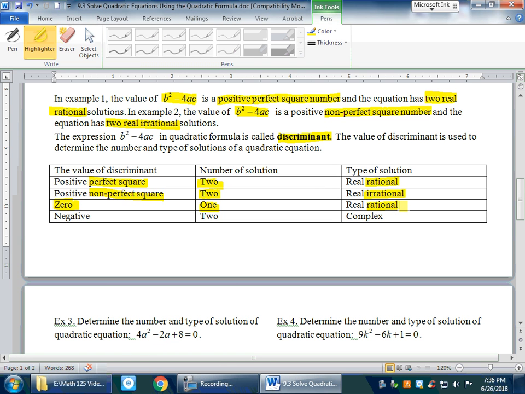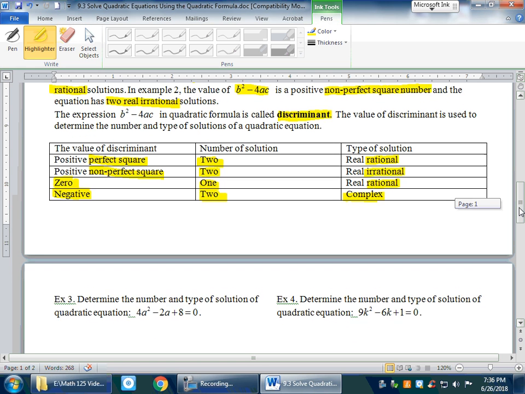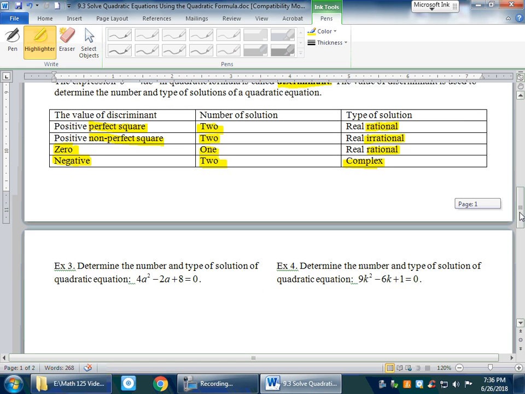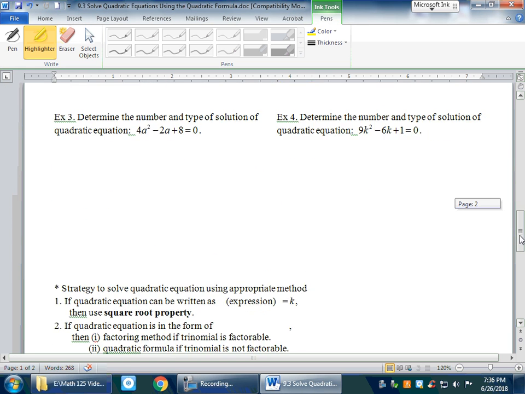And lastly, the discriminant, which is b squared minus 4ac, is a negative value. And we know that under the square root, if it is negative, it will be a complex number, and we will get two complex solutions. So this discriminant value will help us to predict the solutions of the quadratic equations.